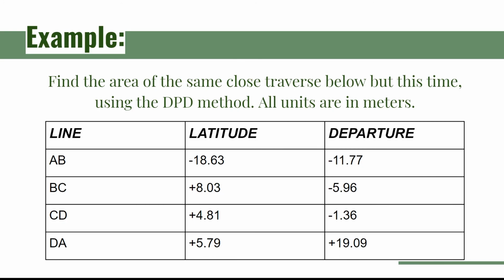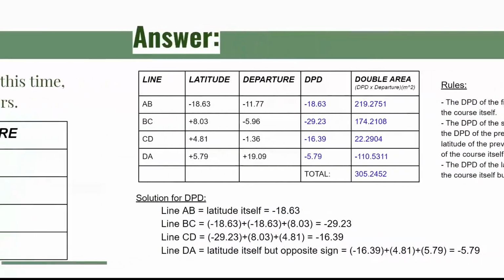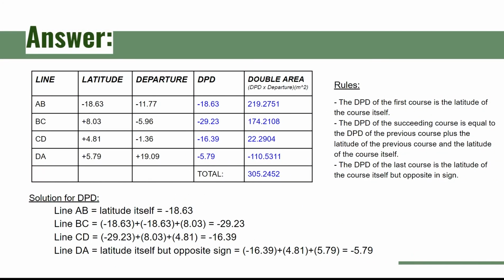Find the area of the same closed traverse below, but this time using the DPD method. All units are in meters. This table is exactly the same as the previous example, but we will be using the DPD method instead of the DMD method. So we still have the same given values for all the latitudes and departures for each line. Now, to get the DPD of the first line, we remember the first rule in the DPD method, which states that the DPD of the first course is the latitude of the course itself. So the latitude of line AB is negative 18.63, so that is our DPD as well.